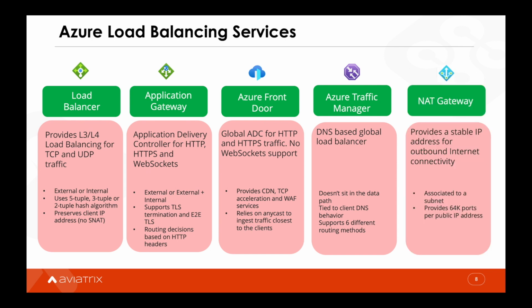Finally, we have NAT Gateway. This is not a load balancer. It is actually used to provide outbound internet access using a predictable and consistent IP address for all virtual machines deployed in a subnet without the need to allocate a public IP address for each virtual machine or using a public load balancer. NAT Gateway provides 64,000 outbound ports per IP address allocated to it, and it supports up to 16 public IP addresses that can be associated with a NAT Gateway.